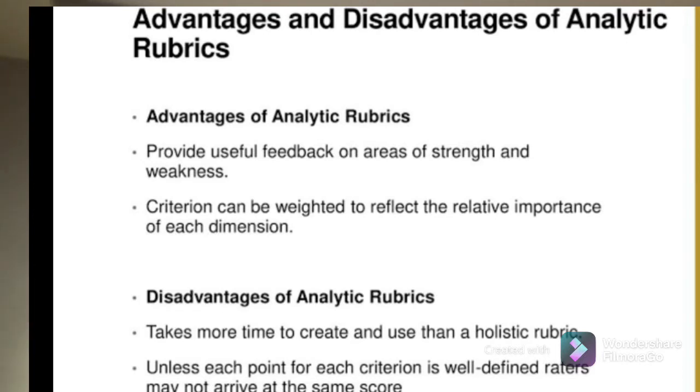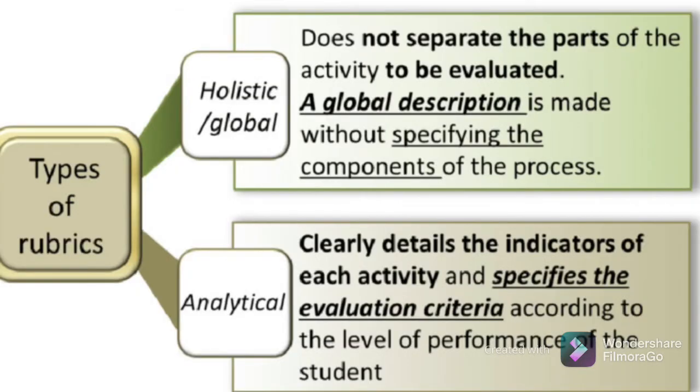Okay? And then we have another type, the holistic rubrics. When we say holistic rubric, it is used to evaluate all criteria simultaneously. So in an analytic rubric, each criterion is being judged separately.